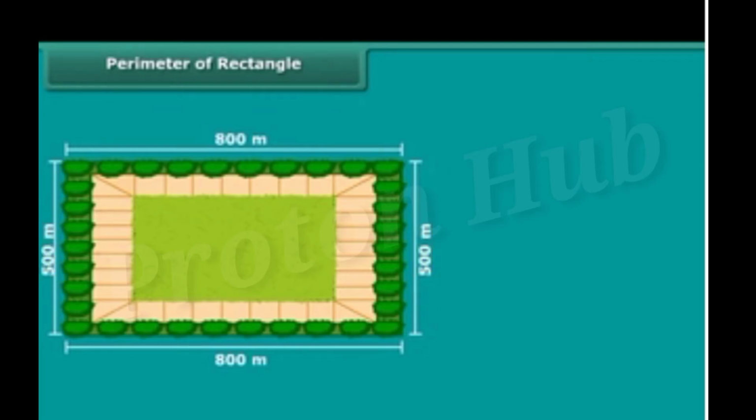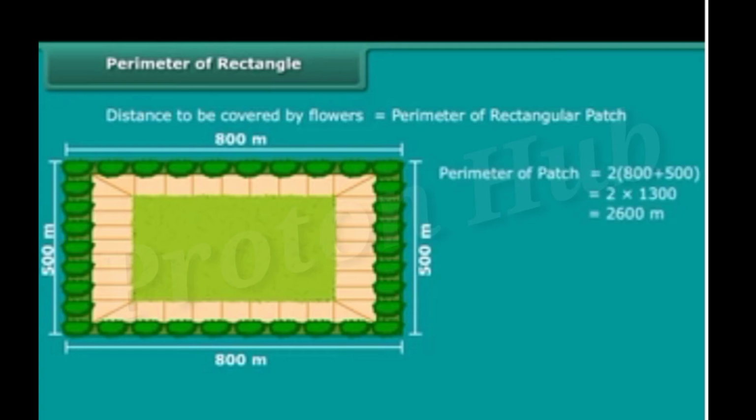Calculate the total distance to be covered by flowers. The distance to be covered by flowers will be equal to the perimeter of the rectangular patch. The perimeter of the rectangular patch is 2600 meters. Therefore, the total distance to be covered by flowers is 2600 meters.